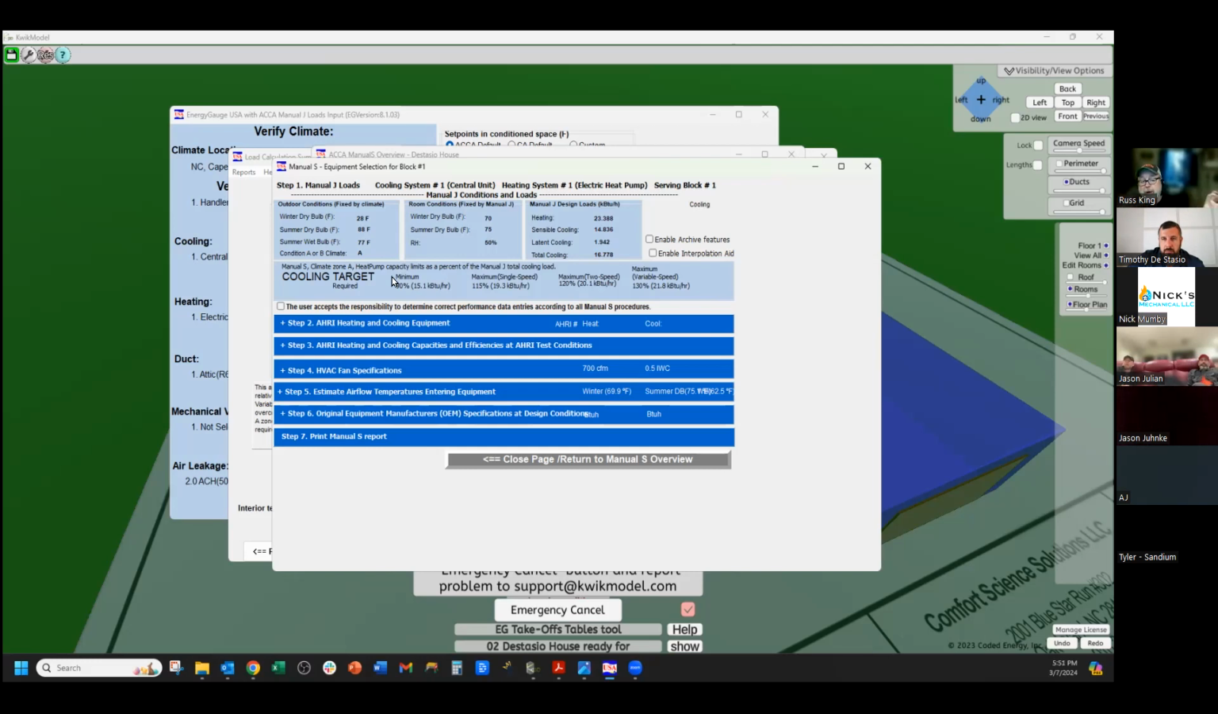There's a whole bunch more options that come into play, which makes it a lot more complicated, but it also makes it a lot more flexible. So there are a lot more ways to meet Manual S that are more custom to your climate zone and things like that. That's actually pretty cool. All right, so that's basically all I have to say about Manual S.